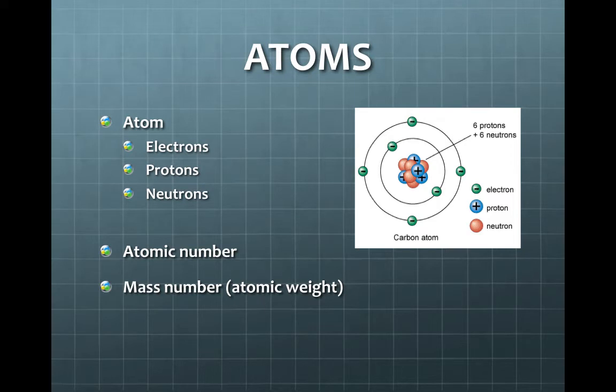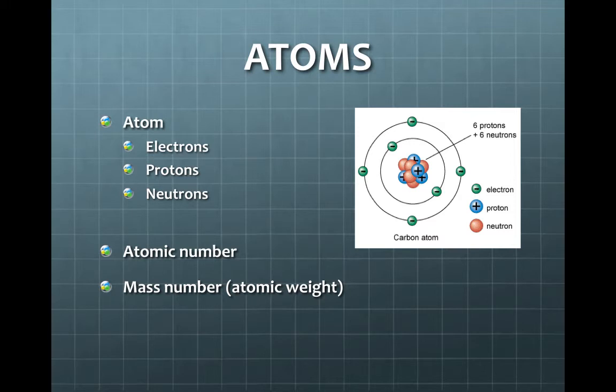Each element is made of a specific type of atom. The smallest unit of matter that still retains the properties of an element is an atom. They are so small that it would take 1 million to stretch across the period at the end of a sentence. Atoms are made of 3 types of subatomic particles: protons, neutrons, and electrons.